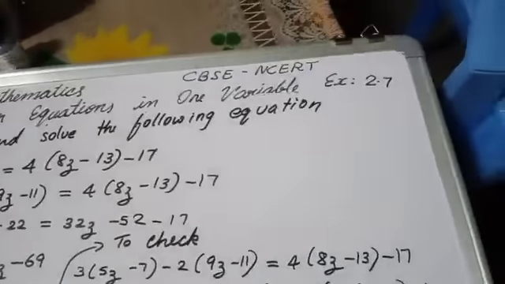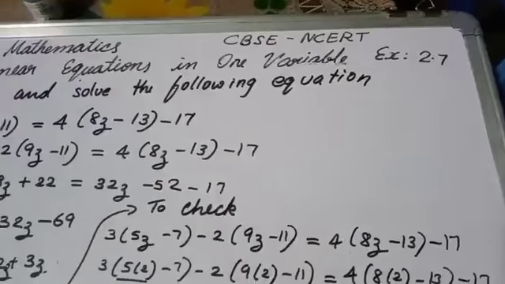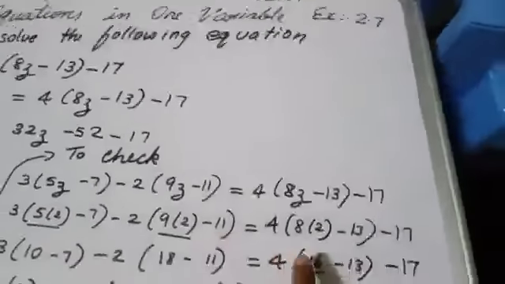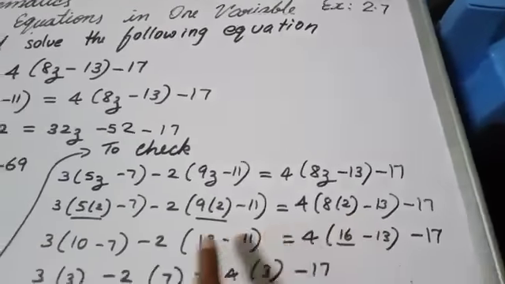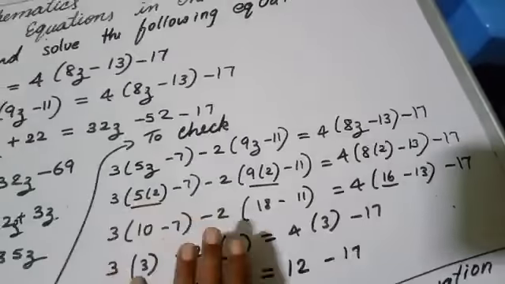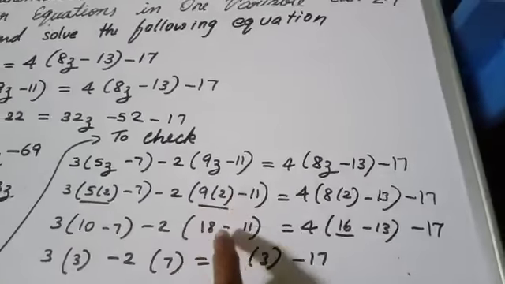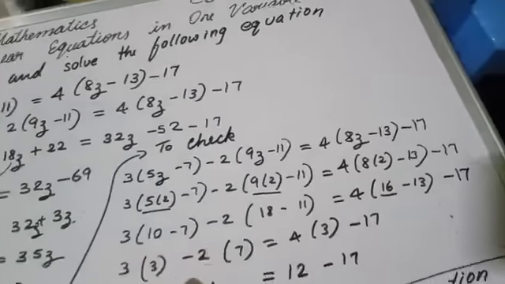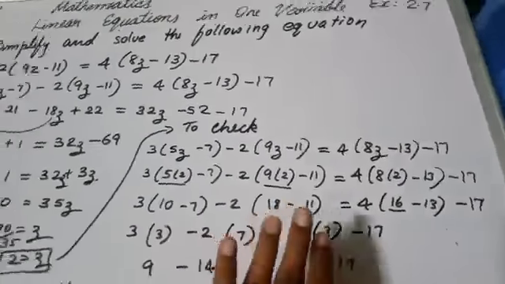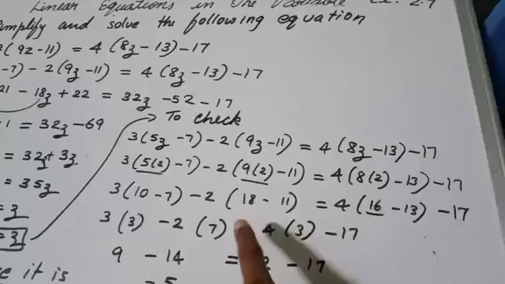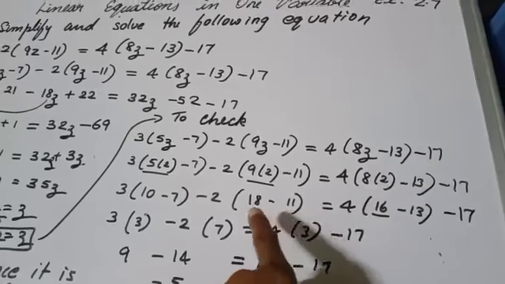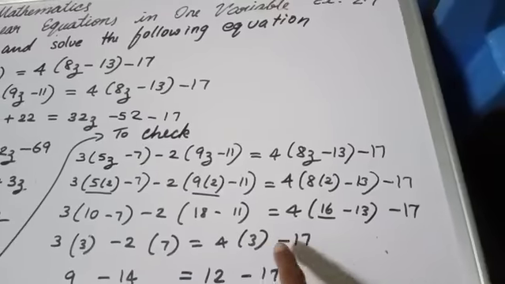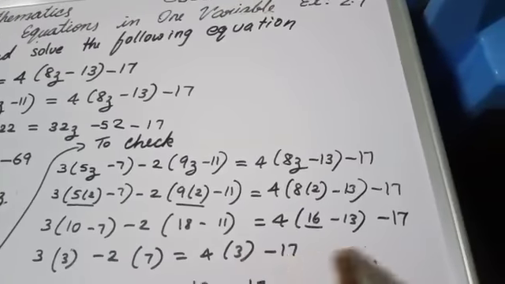For checking purposes, let us substitute that value. Wherever z is there, let us substitute here, here, here. 5 twos are 10. Remaining all the things we write as it is. 9 twos are 18. 8 twos are 16. After that, 10 minus 7, we get 3. We are not going to touch outside the bracket. Let us solve inside first. 18 minus 11, 7. 16 minus 13, so 3, because plus 3, so minus 17.